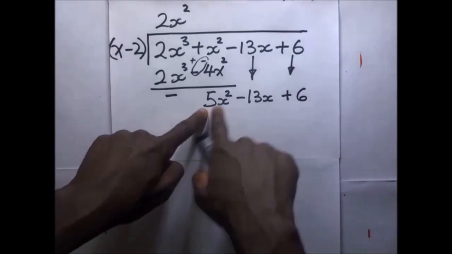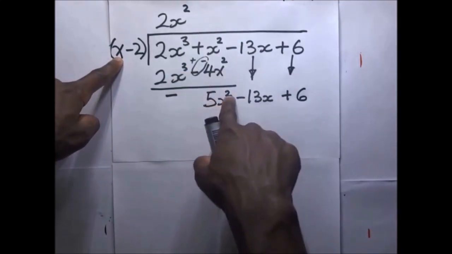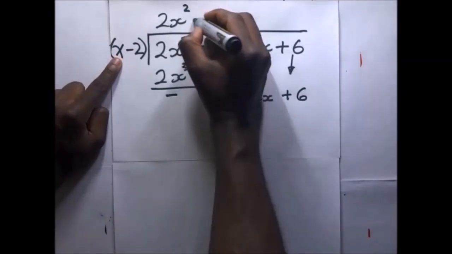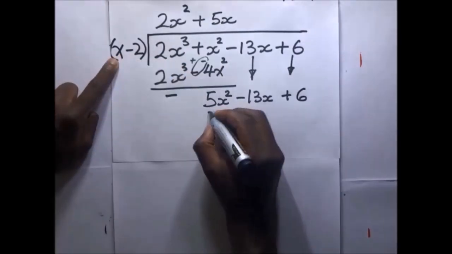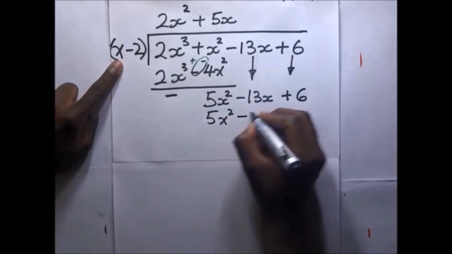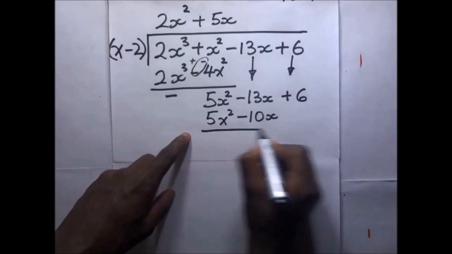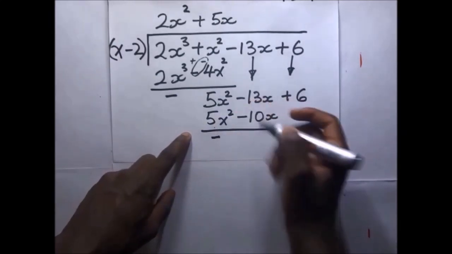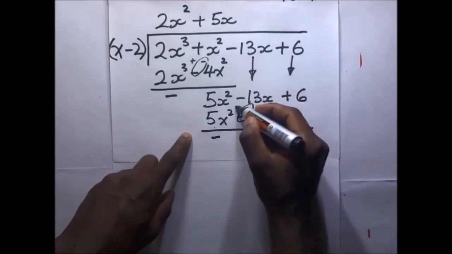We continue. 5x squared divided by x, you'll end up with 5x. So it becomes plus 5x. 5x times x will give us 5x squared. Then 5x times negative 2 will give us negative 10x. So this minus that will give us 0. Negative 13x minus negative 10x. Of course, this minus and that minus will become positive.